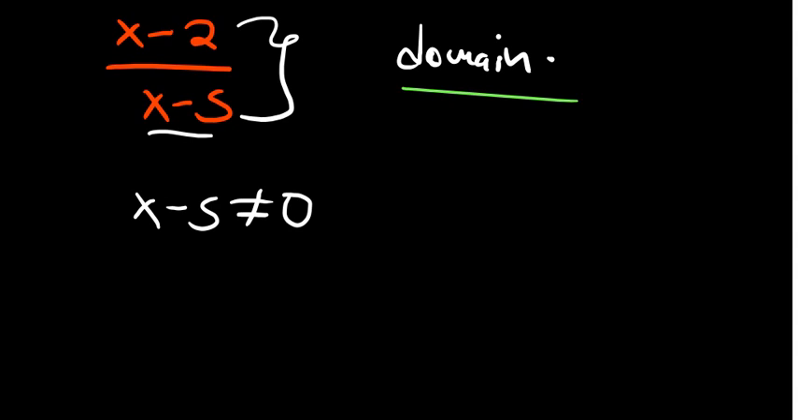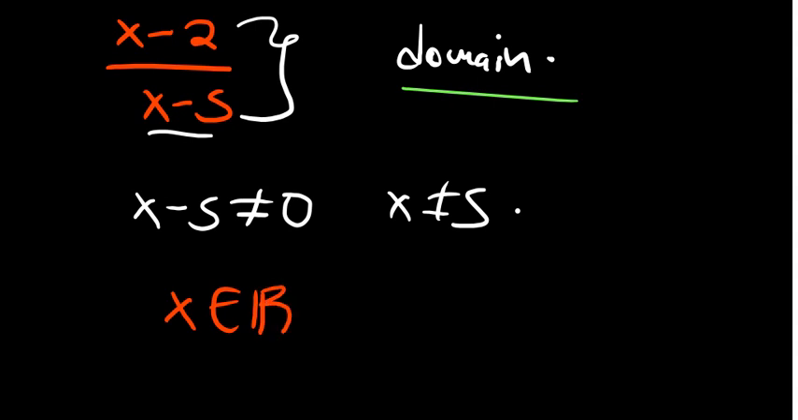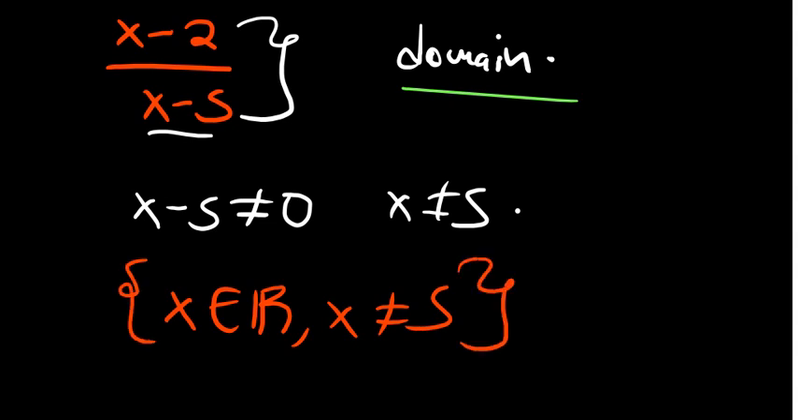Okay, so therefore x should not be equal to 5, meaning that the domain in such a case is going to be the set of all real numbers except what? So x is a member of all real numbers, except it should not be equal to 5. Are we together?